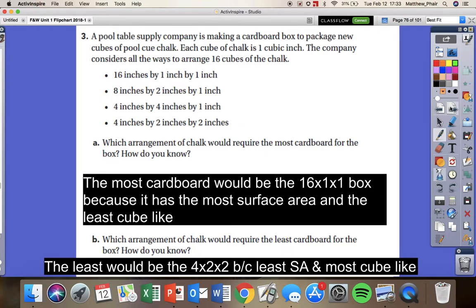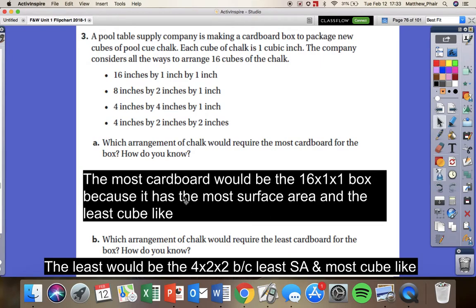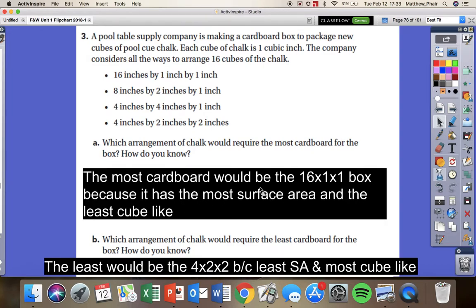On the back side, we see that a pool table, blah, blah, blah, and it talks about boxes. And if I'm looking for the one with the most cardboard, I want the most surface area, the least cube-like, so therefore the 16 by 1 by 1. And if I want the one with the least amount of cardboard, I'm looking for the most cube-like, and that's going to be the least amount of surface area, so that's 4 by 2 by 2. If you said something along the lines of the smallest range between all three numbers, that would also tell me that is going to be the most cube-like. Either of those works great for this.